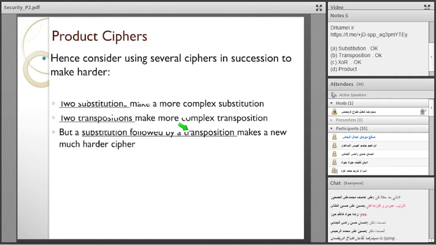So if you use two substitutions, something that one of the students mentioned earlier, when you combine two substitutions, you make it more complex. When you combine two transpositions, again more complex. When you combine substitution and transposition, it's again more complex, and that's the way that we use in current methods. In today's methods, we use these concepts.